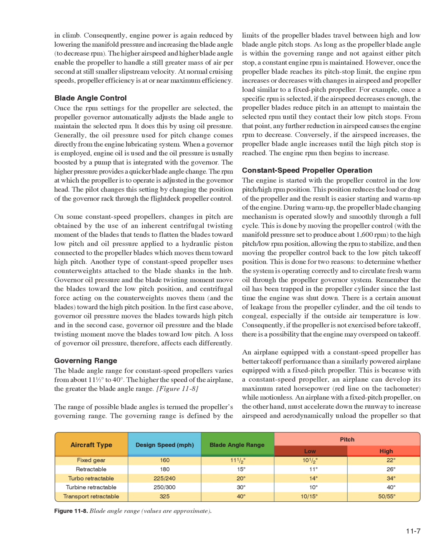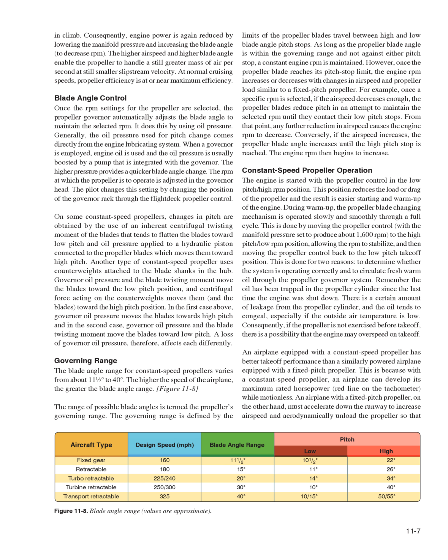However, once the propeller blade reaches its pitch stop limit, the engine RPM increases or decreases with changes in airspeed and propeller load similar to a fixed pitch propeller. For example, once a specific RPM is selected, if the airspeed decreases enough, the propeller blades reduce pitch in an attempt to maintain the selected RPM until they contact their low pitch stops. From that point, any further reduction in airspeed causes the engine RPM to decrease. Conversely, if the airspeed increases, the propeller blade angle increases until the high pitch stop is reached. The engine RPM then begins to increase.